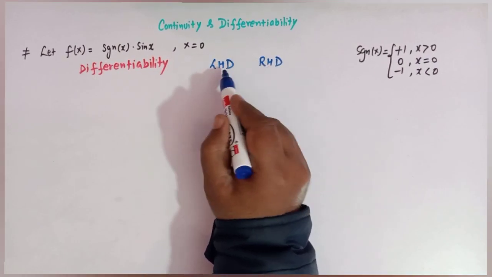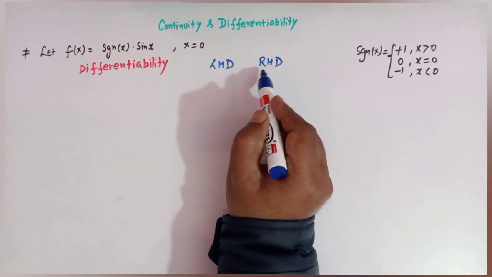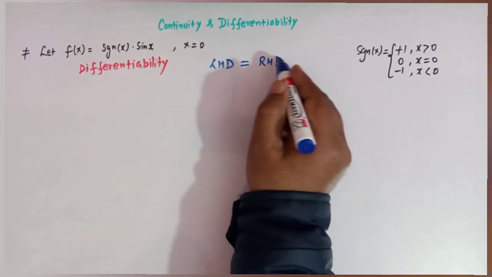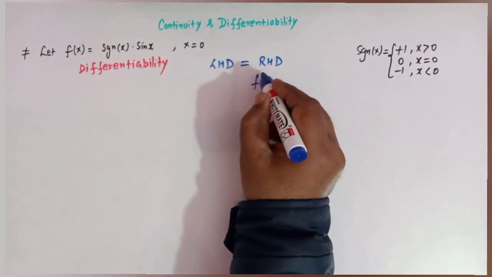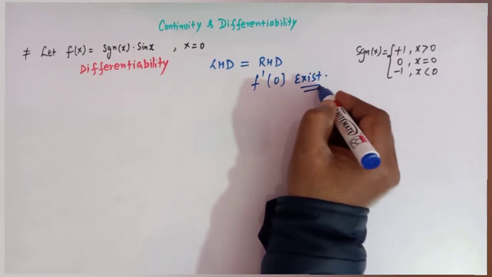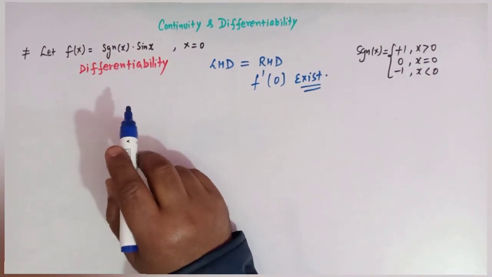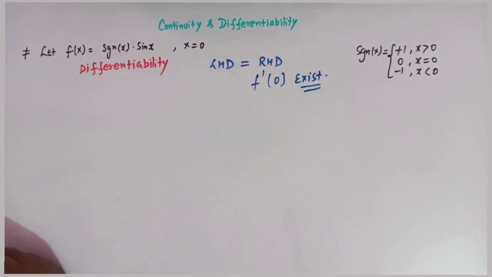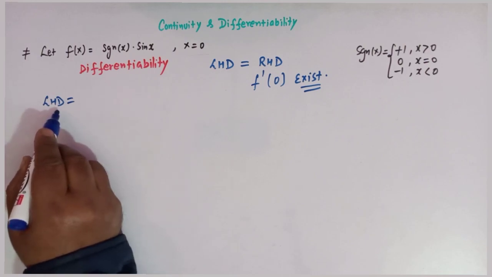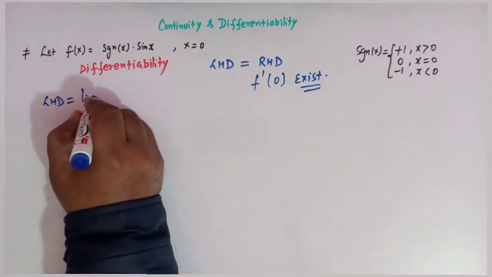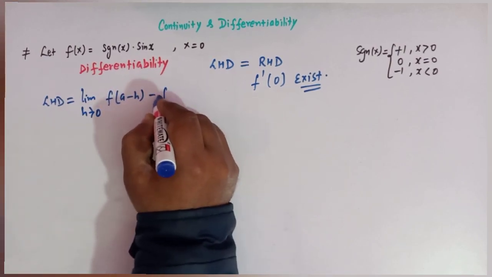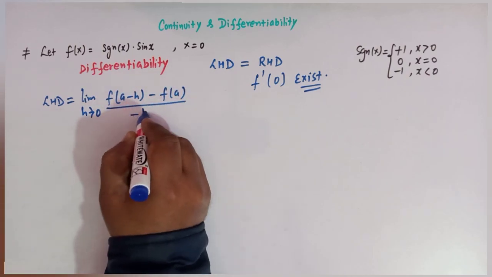So if both the derivatives, that is the left hand derivative and the right hand derivative, both exist and are finite and equal, then we can claim that the derivative, that is f prime of 0, exists. So we'll first find the left hand derivative and then the right hand derivative. The definition of left hand derivative is given by the limit h tends to 0 of f of a minus h minus f of a, divided by minus h.